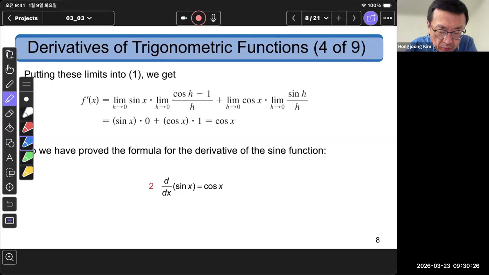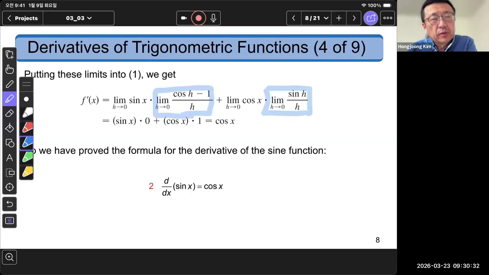And regarding these two, in the past, I proved these two limits. I derived these two limits formally. But today, I don't want to do that. Instead, I want to introduce two formulas.